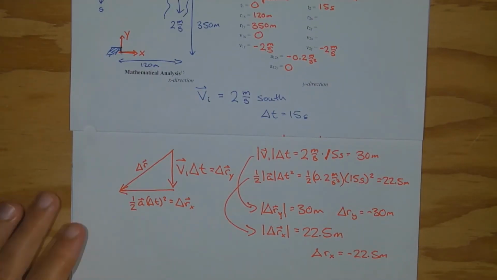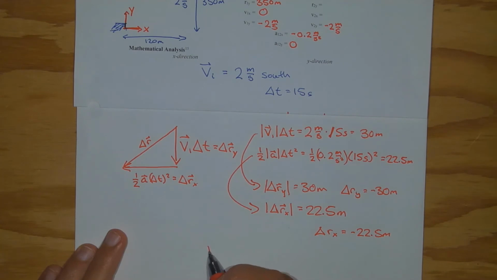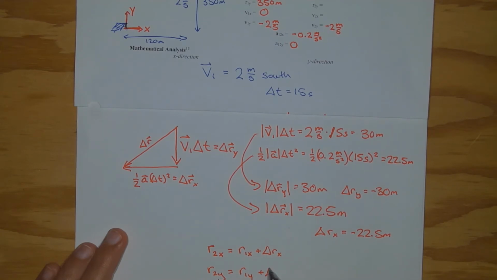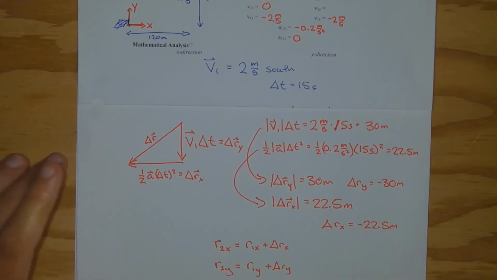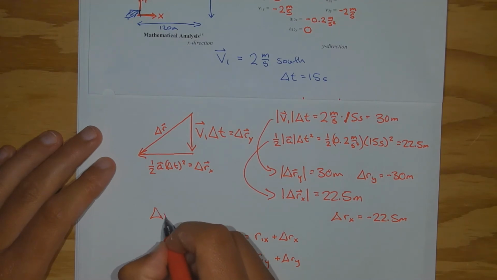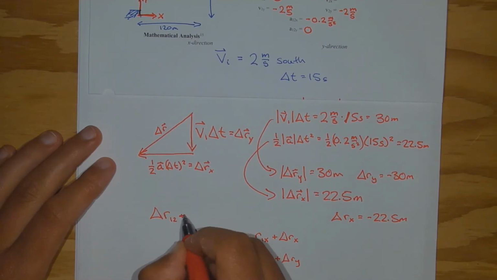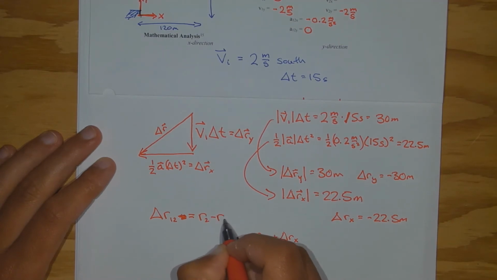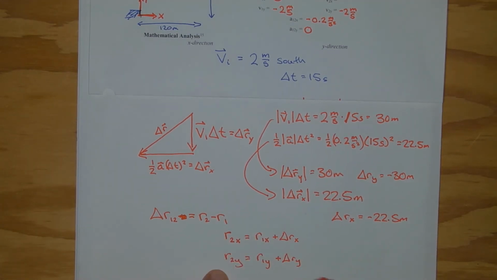But because I did not do that, I have to say r2x is equal to r1x plus delta rx. r2y is equal to r1y plus delta ry, and that just comes from delta r12 is equal to r2 minus r1. So that's where we get that from.